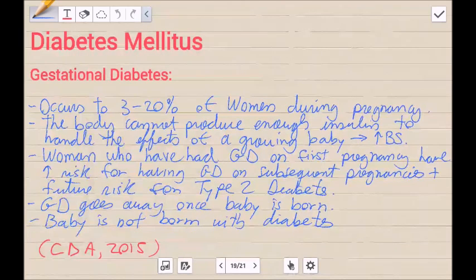So it's worth mentioning gestational diabetes. It occurs in 3 to 20% of women during pregnancy. The body cannot produce enough insulin to handle the effects of a growing baby. Women who have had gestational diabetes in the first pregnancy tend to have an increased chance of having gestational diabetes in subsequent pregnancies. They also have an increased risk in the near future for developing type 2. It is worth mentioning that gestational diabetes goes away once the baby is born, and the baby is not born with diabetes.